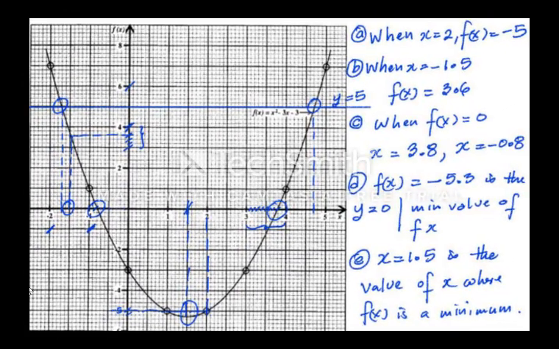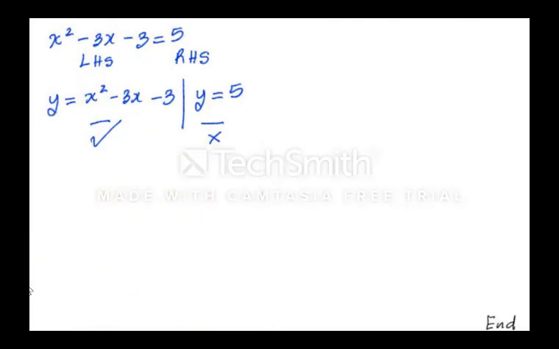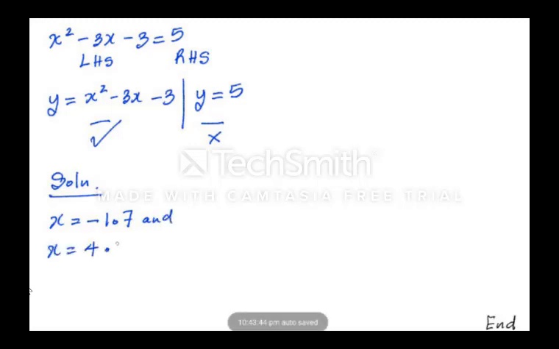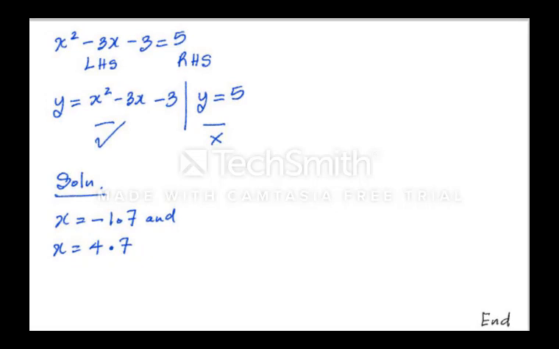So my answers would be, the solution would be x is equal to -1.7 and x is equal to 4.7. Whenever you solve a quadratic equation, you must get two answers.